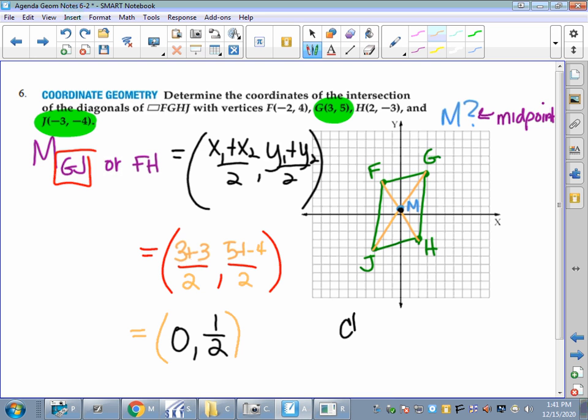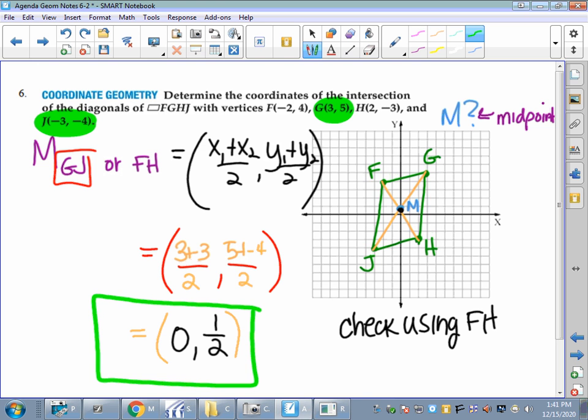I can do a check using FH. If I get 0, 1/2, then I know that I did the same thing. So the answer to the question, find the coordinates of the intersection of the diagonals, is over 0, up 1/2. Midpoint is your easiest way to do it. Use that wisely. That is it for section 6.2. So about 6 rules for parallelograms as well as using the midpoint formula. Let me know if you've got any questions, and I will see you next time.